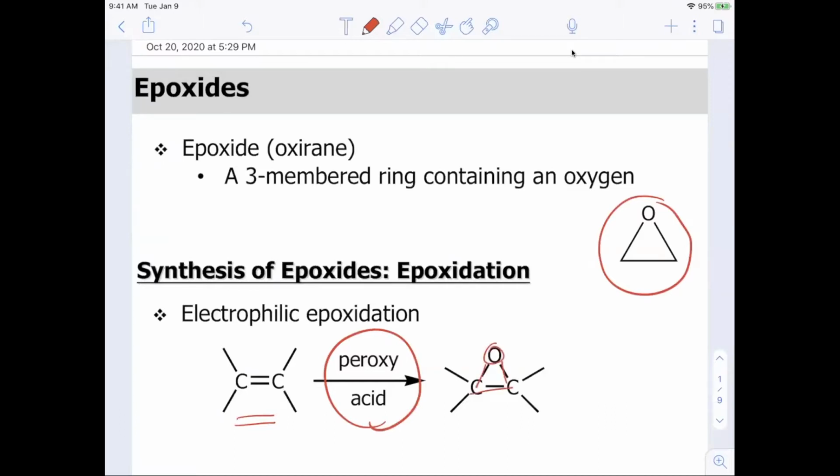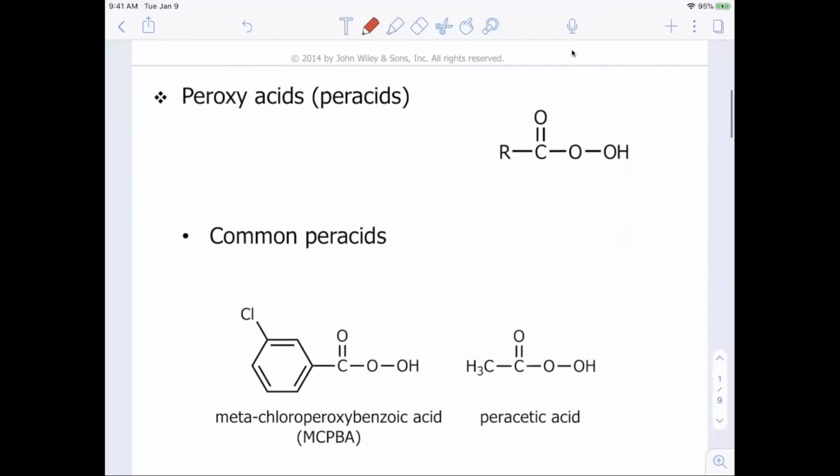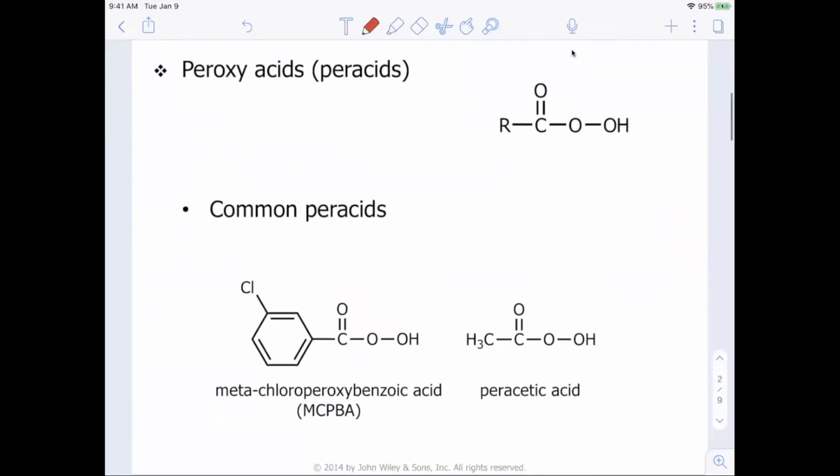Very often, epoxides are not final products, but more intermediate. And so we'll talk about that a little bit too. A peroxy acid is a reactive species that adds an oxygen across a double bond.